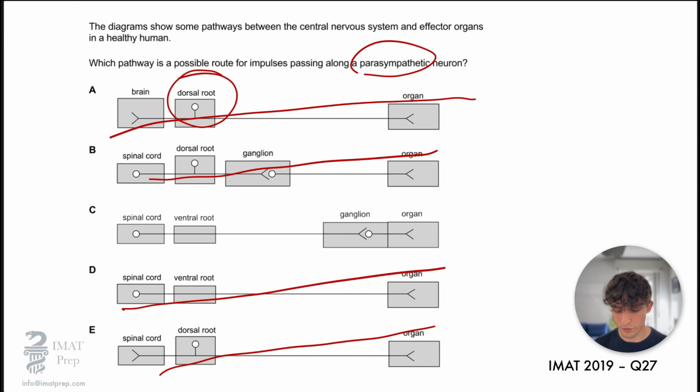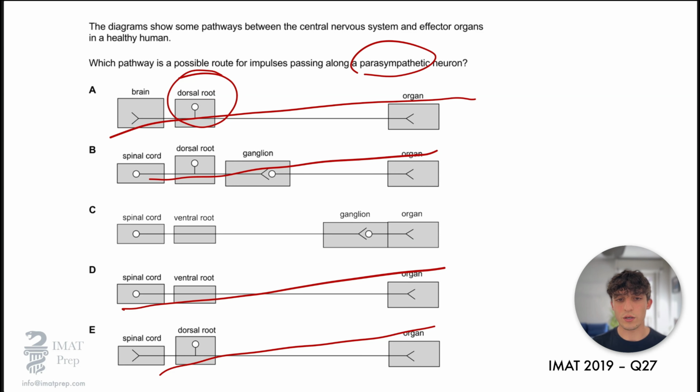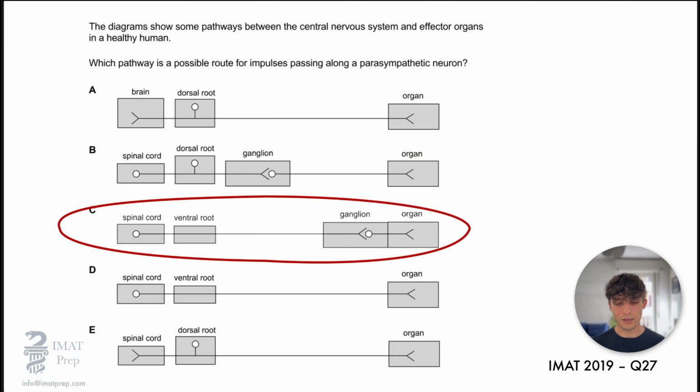And where is this ganglion found? It is found very near the target organ. This is exactly right for the parasympathetic nervous system. So our answer should be C.